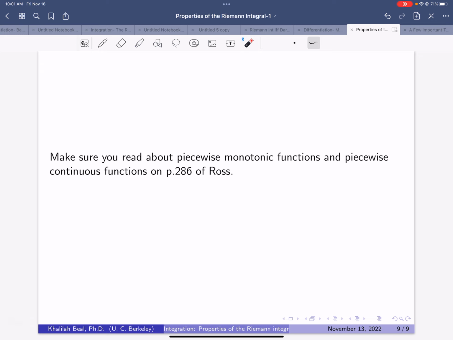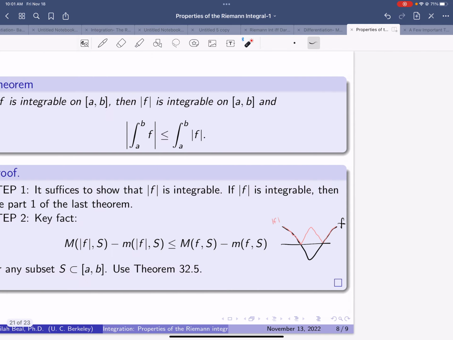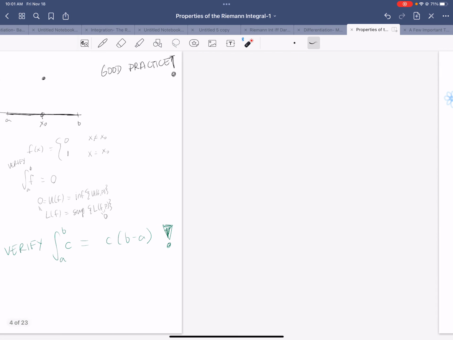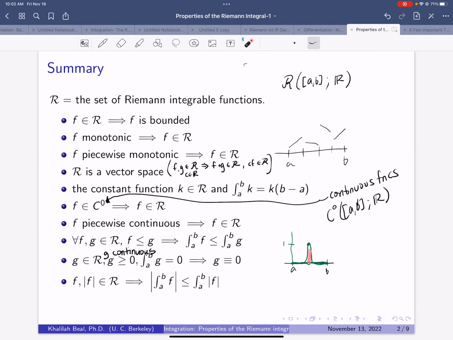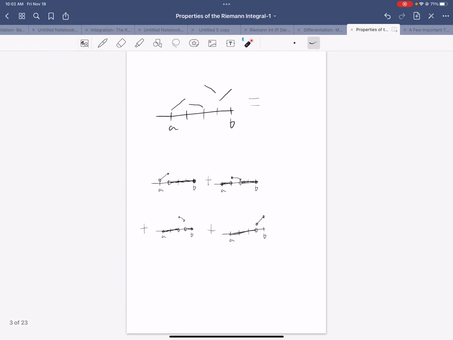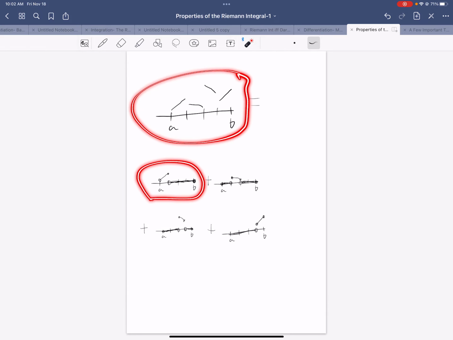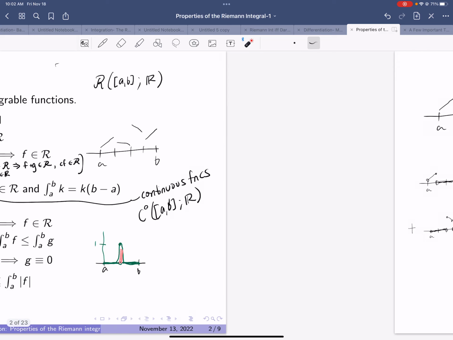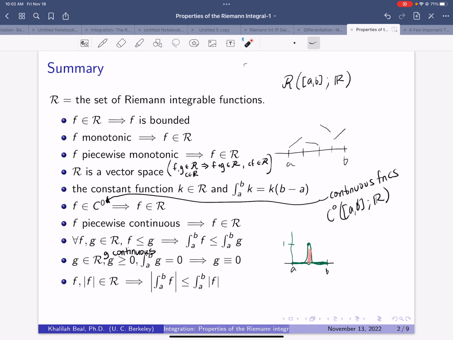We've gone through all of these properties, right? And make sure to read about the monotonic and piecewise monotonic and piecewise continuous functions in Ross. But we went over the broad idea of that briefly in class, how to get from monotonic to piecewise monotonic. You just take your function, as I said before, and you break it up into indicator functions times subsets of that function, right? And so monotonic functions have to be Riemann integrable.